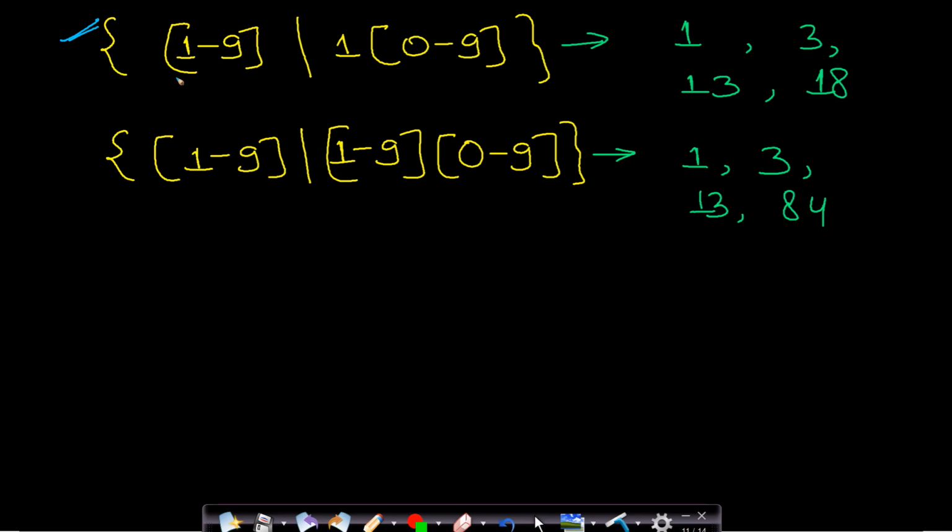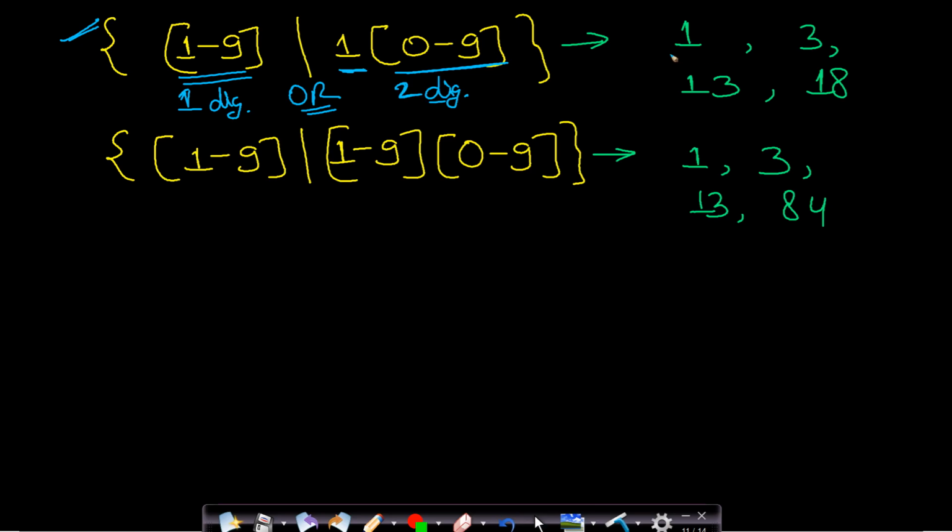So let us say I write this 1 to 9, and this is OR, this is nothing but OR, and we write 1 and then 0 to 9. So what is the meaning of this? This means that we can form either a 1-digit number or a 2-digit number, okay, both will be valid. If you form a 1-digit number, then the number should be in the range of 1 to 9. And if you form a 2-digit number, then the first digit should be 1 and the second digit can fall in the range of 0 to 9. Okay, so this is the entire meaning.